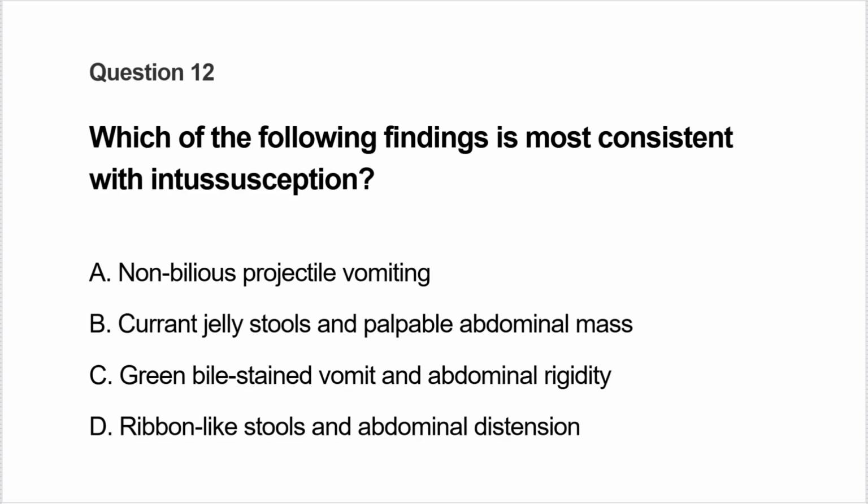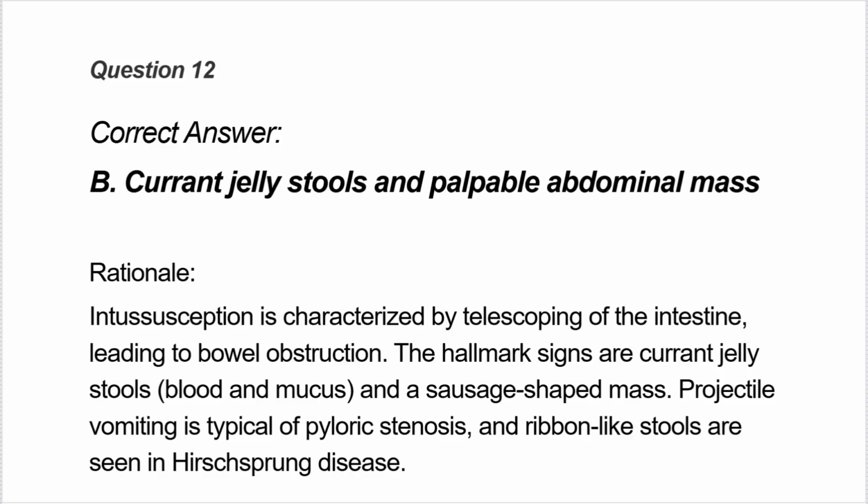Question 12. Which of the following findings is most consistent with intussusception? A. Non-bilious projectile vomiting. B. Currant jelly stools and palpable abdominal mass. C. Green bile-stained vomit and abdominal rigidity. D. Ribbon-like stools and abdominal distension. Correct answer: B. Currant jelly stools and palpable abdominal mass.